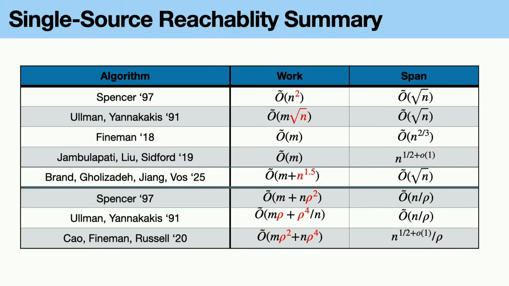All right, so let me just summarize what we have for reachability. If I'm interested in hitting a span that's something like square root of n, this is the work required to do it with various algorithms.